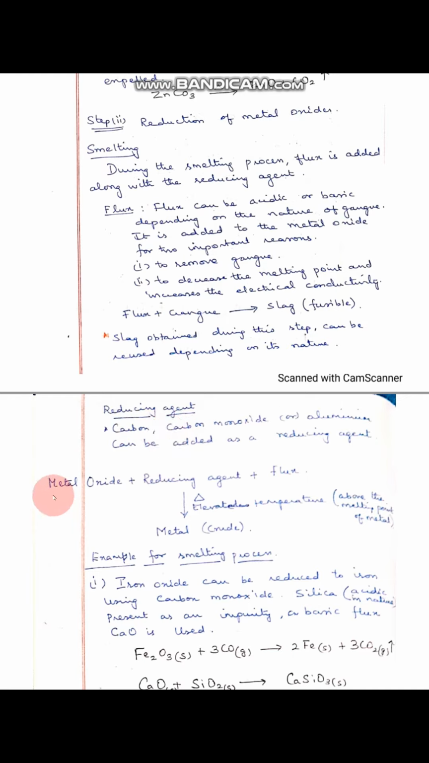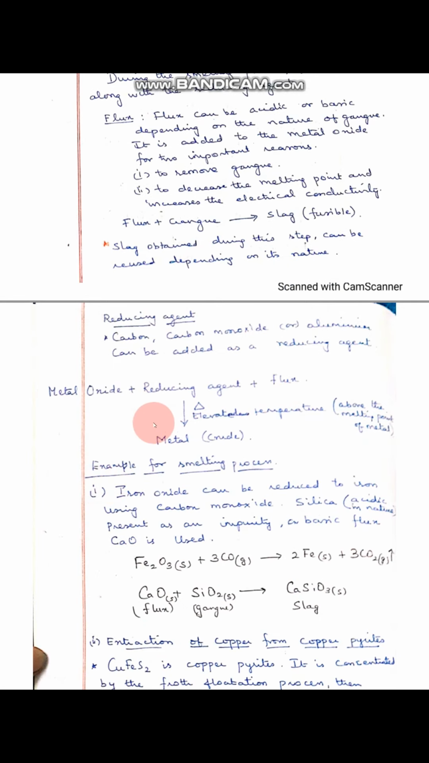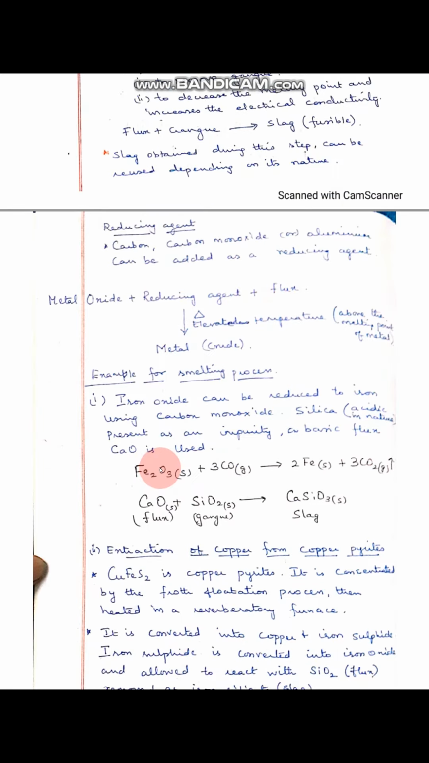And what happens in the smelting process? You take the metal oxide, then the reducing agent and then the flux, and it is heated at an elevated temperature, and you will get a crude metal. We are going to see a few examples for this.